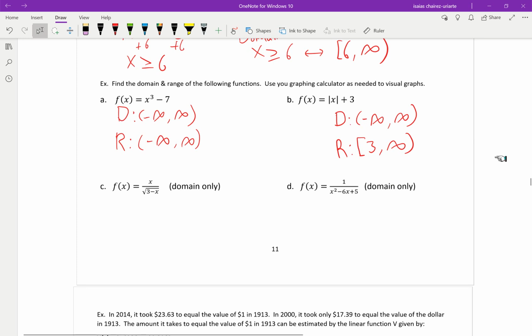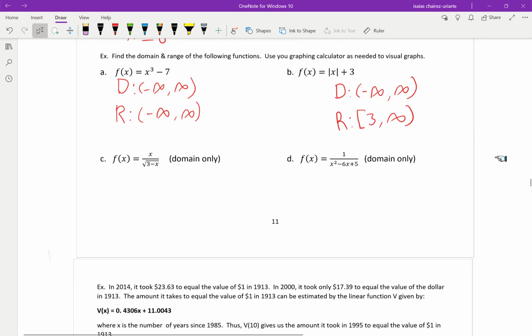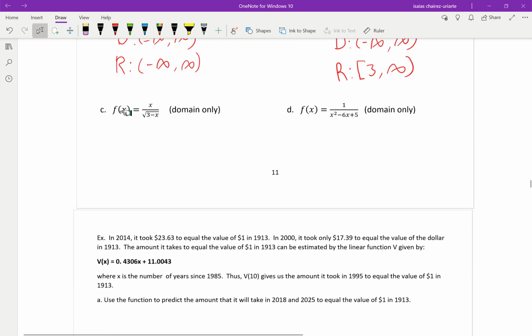All right, so let's think about these next exercises here. We want to determine the domain only. We don't care about the range right now. We could do these problems by entering the function into my calculator and looking at the graph, but let's try to do them without the usage of a calculator. Let's just try to do them by what we know at this point.